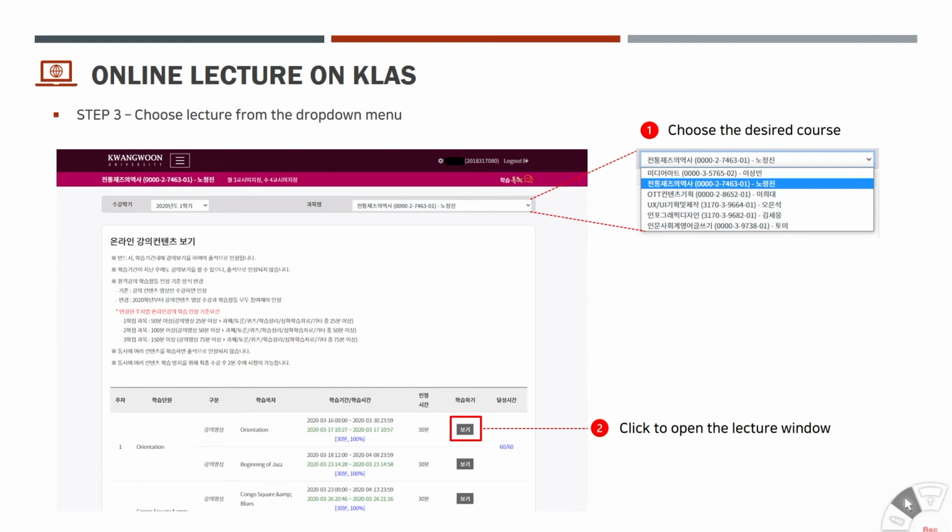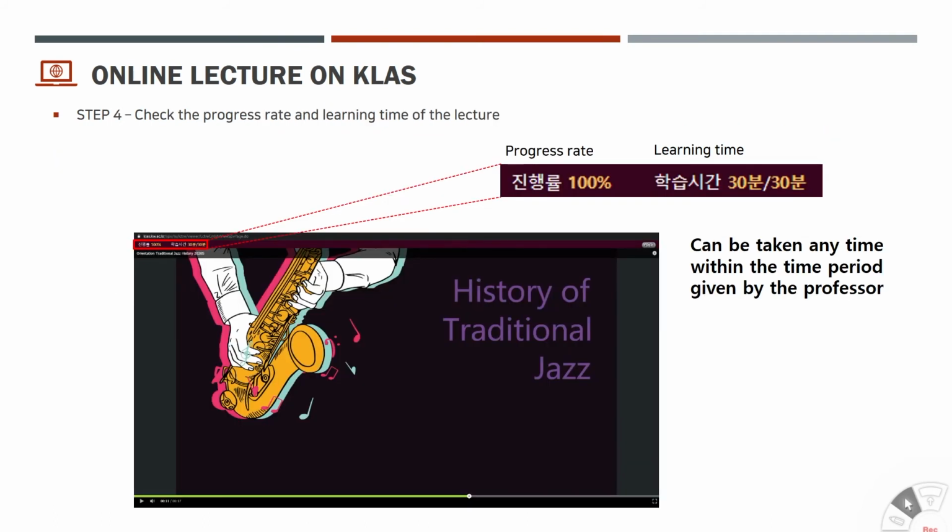인정 시간 is how long the course will be. It's basically the time of the course. And then in order to open the video, you have to click 보기, and then you'll see this page.